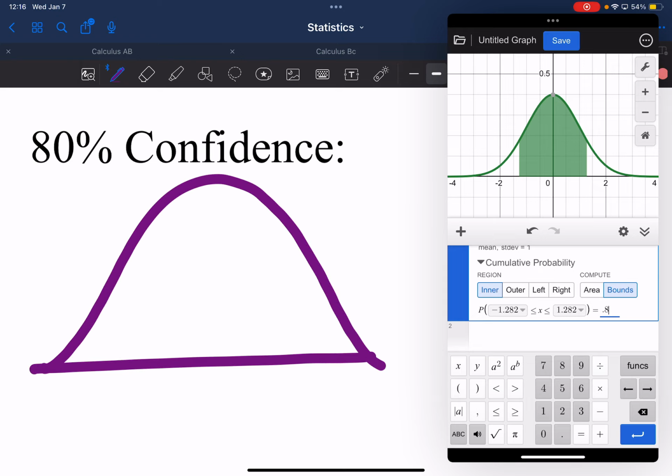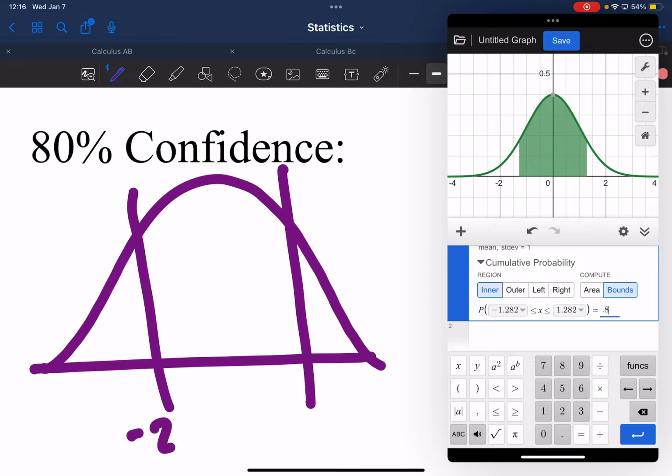So on your paper, what you're going to do is you're first going to draw a sketch of that interval. It doesn't need to be perfect. Okay, here is my negative. Need to make this a little smaller. Okay, this is my negative Z star value. This is my positive Z star value. Everything in between here is 80%. And if you look at Desmos, it even shows it for you. So technically you could just copy down that picture. And then everything in between, that is our area.